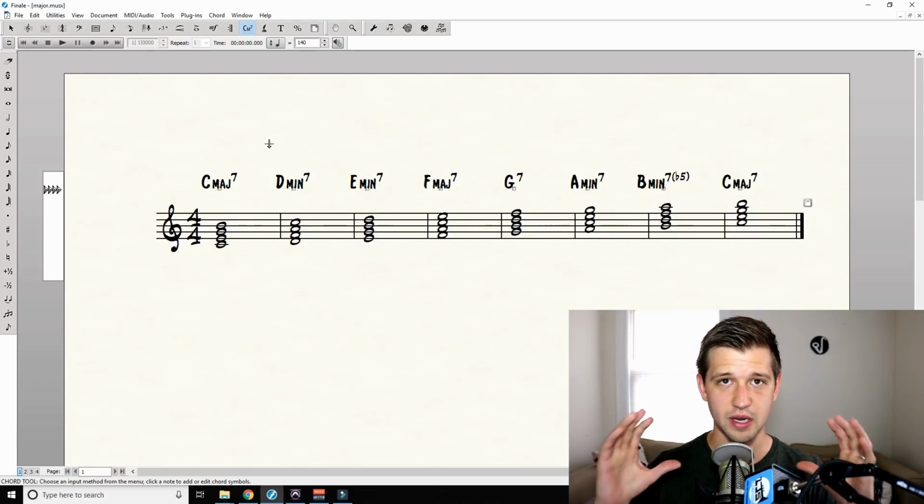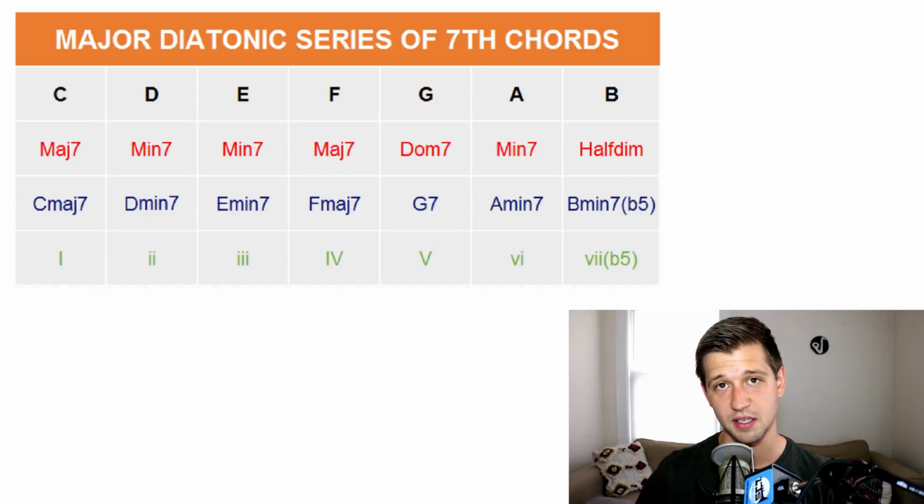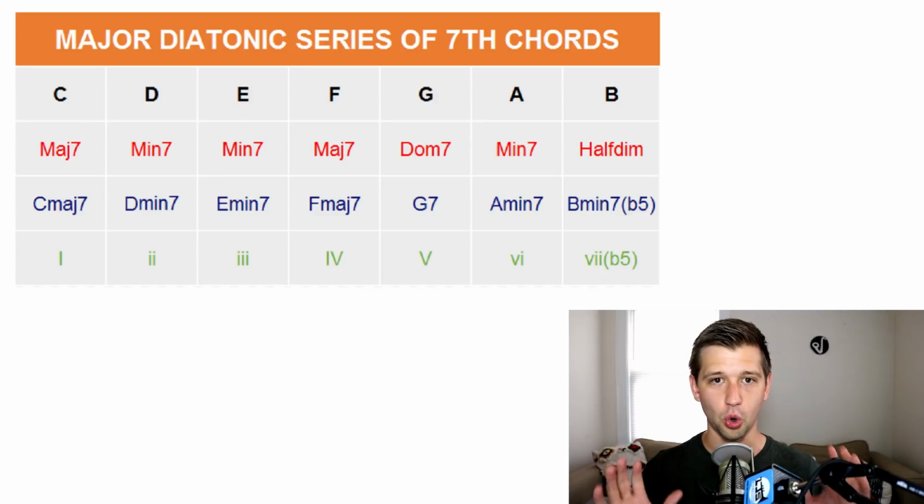Now I'm going to flash on the screen really quick a chart that I've made that I call the major diatonic series of seventh chords. Now this really just kind of outlines what we just did, but you'll see Roman numerals at the bottom. So at the very top, we have the C major scale written out, more appropriately, the bass notes of all the chords. Okay, then below that we have the quality, major seventh, minor seventh, major seventh, dominant seventh, so on and so forth. Below that we have the full chord name, so right, C major 7, D minor 7, E minor 7.